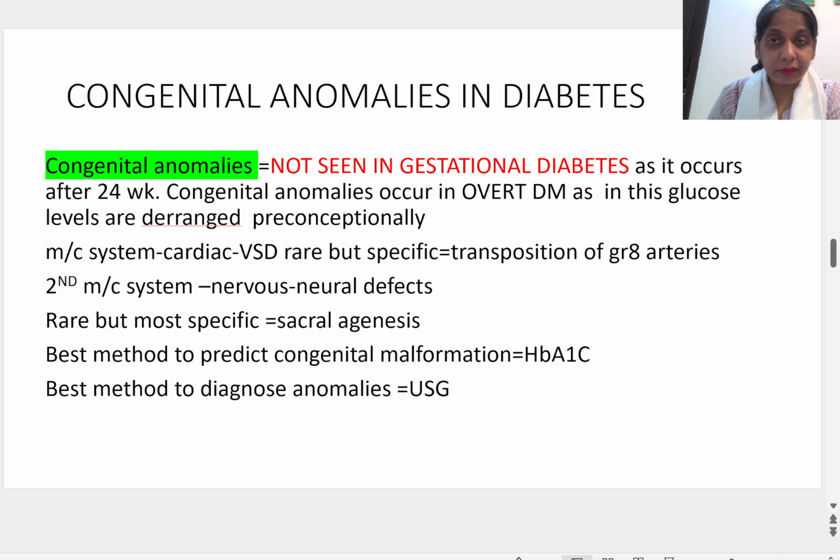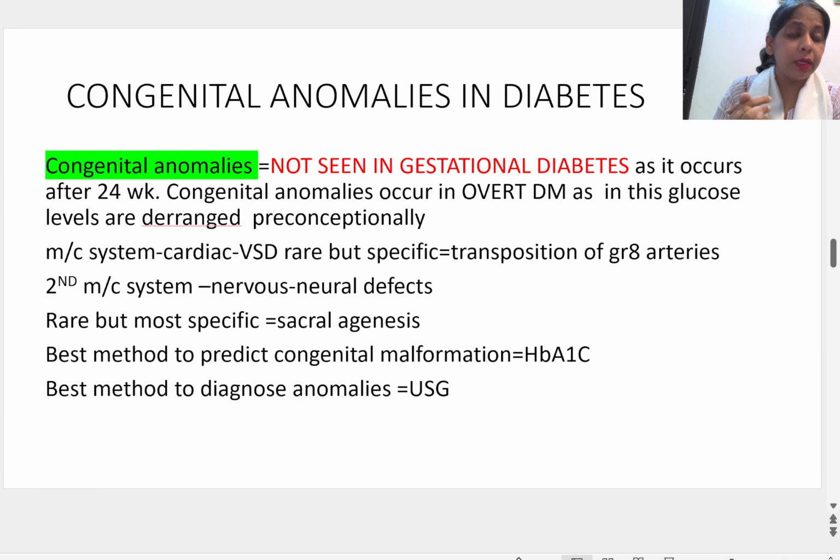Now next, what are the congenital anomalies suffered by the fetuses of overt diabetes mellitus? The most common system affected is the cardiac system, and the most common anomaly is the ventricular septal defect. But the most specific cardiac anomaly which occurs in the fetuses of pre-gestational diabetes mellitus is transposition of the great arteries. We have practiced a lot of questions on all this.